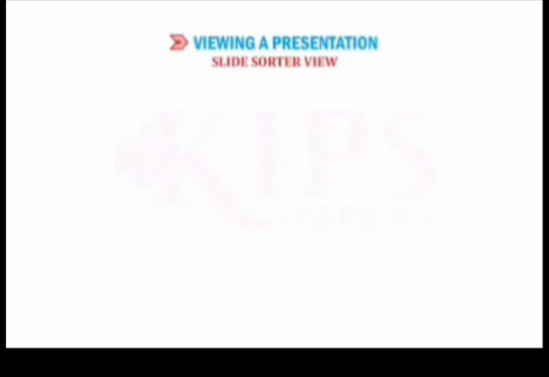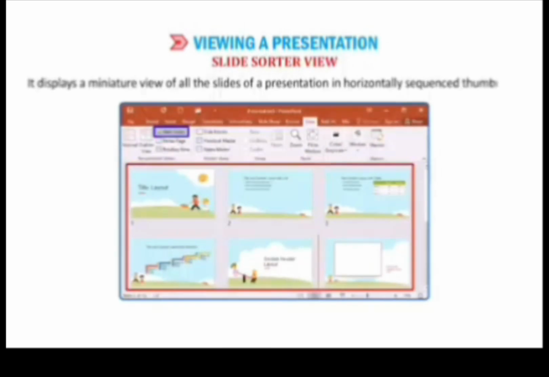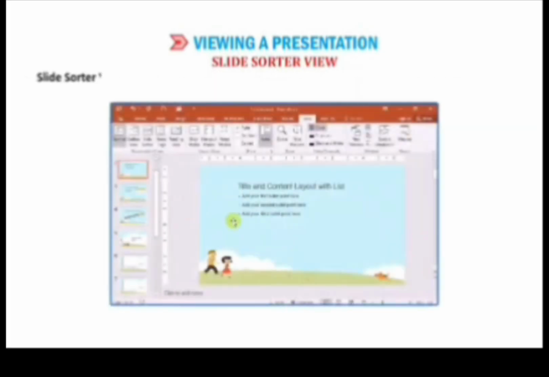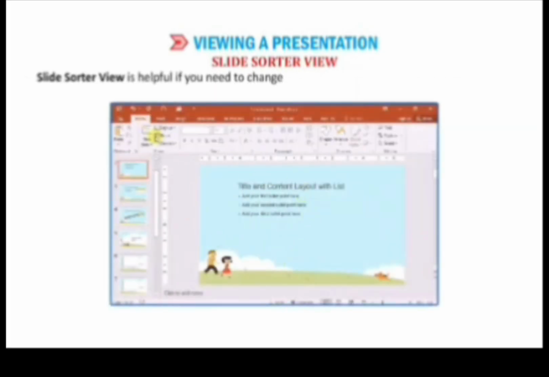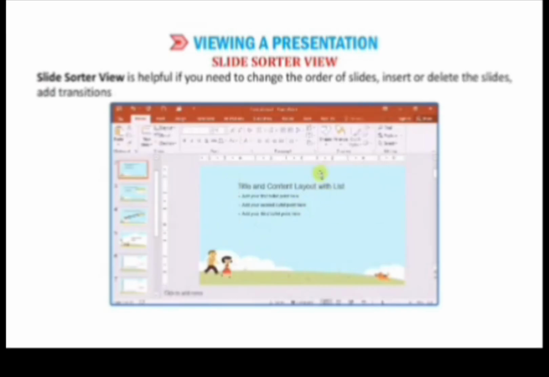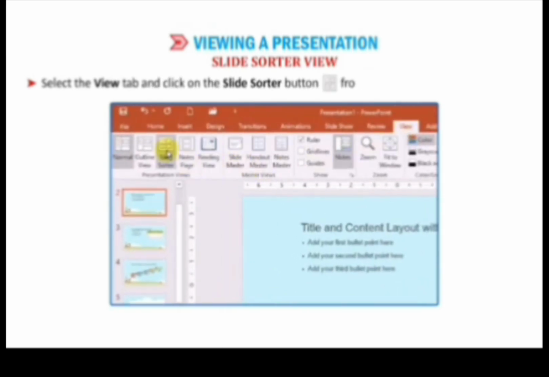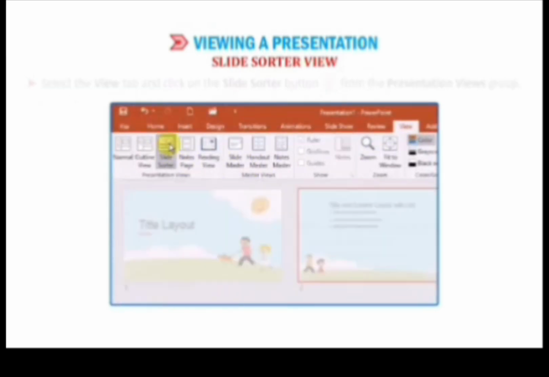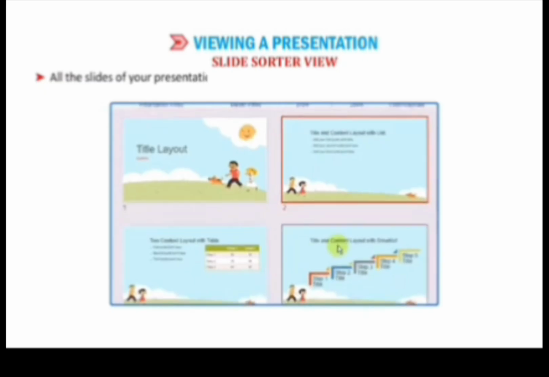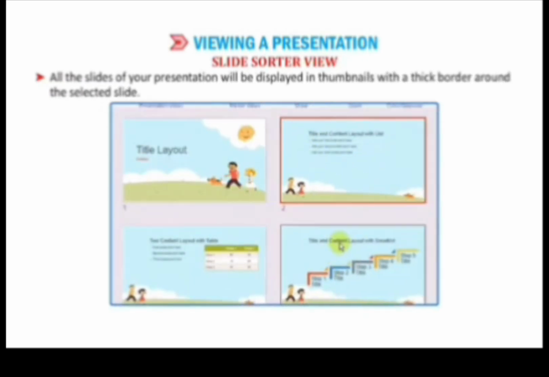Let me talk about Slide Sorter View now. It displays a miniature view of all the slides of a presentation in horizontally sequenced thumbnails. Slide Sorter View is helpful if you need to change the order of slides, insert or delete slides, add transitions and set the timings for the slideshow. Select the View tab and click on the Slide Sorter button from the Presentation Views group. All the slides of your presentation will be displayed in thumbnails with a thick border around the selected slide.